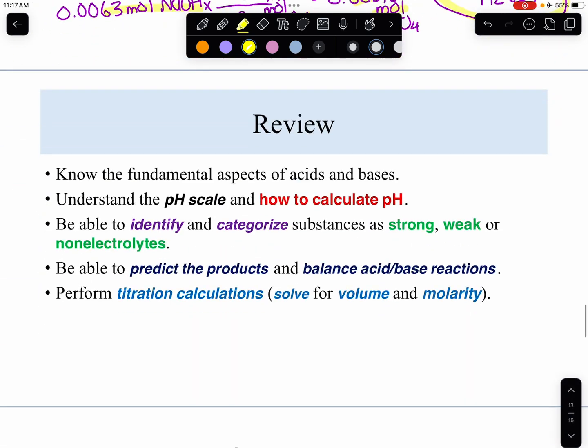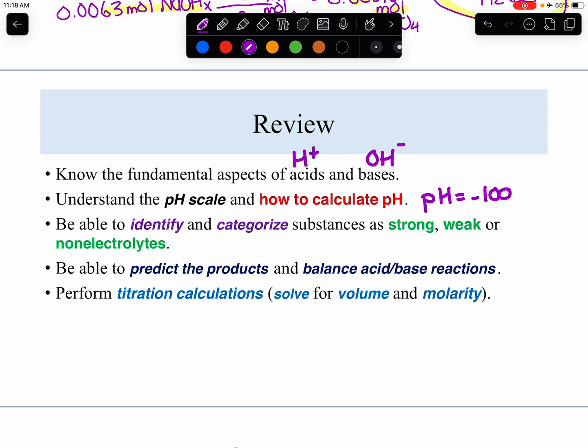So that is really all we're focusing on in this chapter. Understanding acids and bases, the big thing here being the H plus and the OH minus, and also the pHs being above and below 7. How to calculate pH: you will be given this negative log equation. You just have to know to put the H plus in there. Then how to use the negative log button.